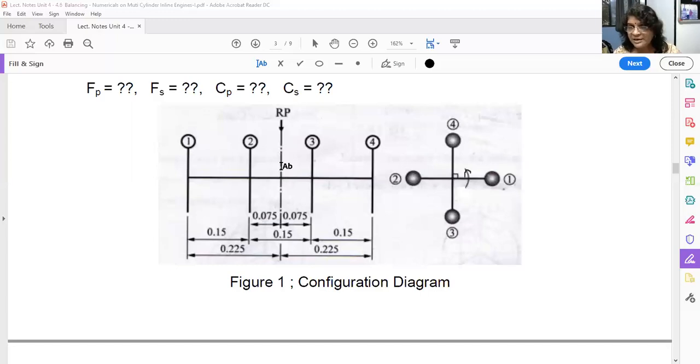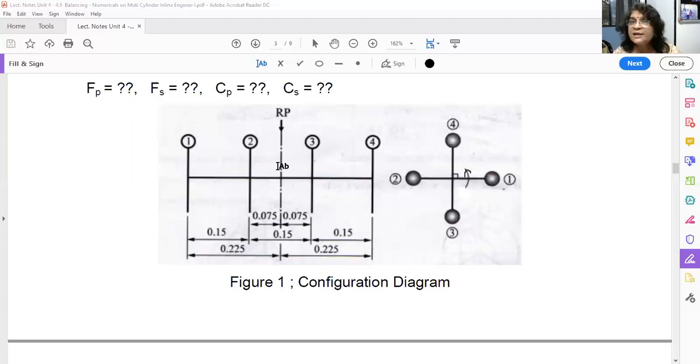As there is no cylinder here inside, we want to maintain the symmetry. So the reference plane, as I told you, you can take anywhere along the length of the shaft. Here we have assumed it at the center of the shaft, that is, the reference plane between 2 and 3. Understood? Now we have to write the distances of each plane from the reference plane. The distance of plane number 1 from the reference plane is given as 0.225. Then cylinder number 2, 0.075 meter. Cylinder number 3, 0.075 meter. And cylinder number 4, 0.225.